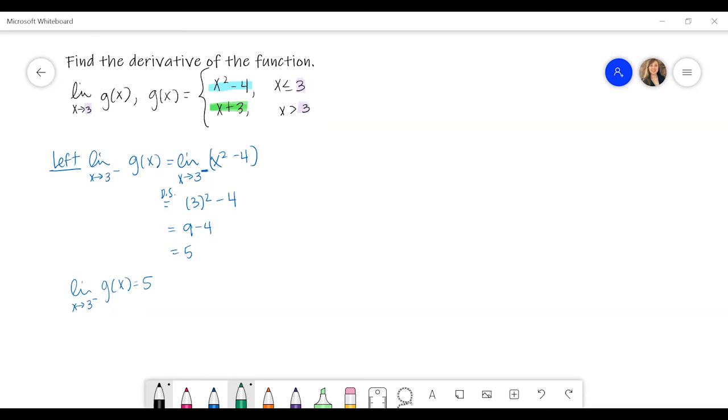Now, I want to pair that with my right side limit. We're looking at the limit as x approaches 3 from the right of g of x, which is the limit as x approaches 3 from the right of x plus 3. Again, it's not technically defined there, but that's not the point. We're looking for a limit, not a function value. So using direct substitution, this gives us 3 plus 3, which is 6. So that right-sided limit, as x approaches 3 from the right, g of x is equal to 6.